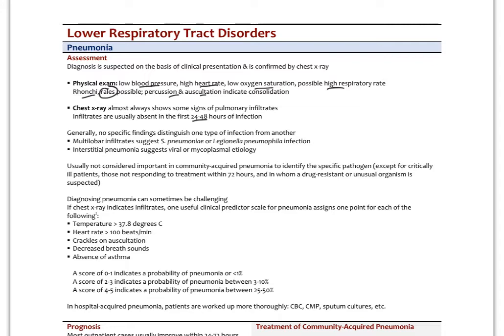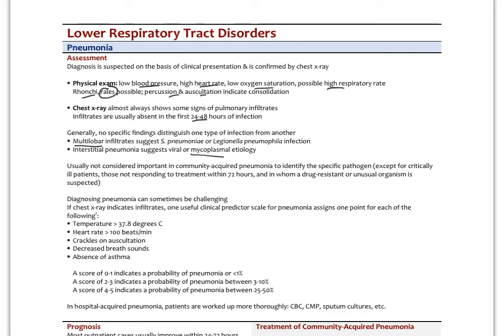Generally, there are no specific findings to distinguish one type of infective agent from another, but typically strep pneumonia or Legionella will give you lobar infiltrates, so it'll affect a single lobe. Whereas interstitial pneumonia suggests more of a viral pathology, or mycoplasma. Mycoplasma are weird. They're sort of like bacteria. They're much smaller. They don't have the classic cell walls of bacteria, and they can actually get inside of cells, versus most bacteria that live outside of cells. So they're intracellular, and this is what can cause interstitial pneumonia. It infects all the interstitial spaces of the lungs.